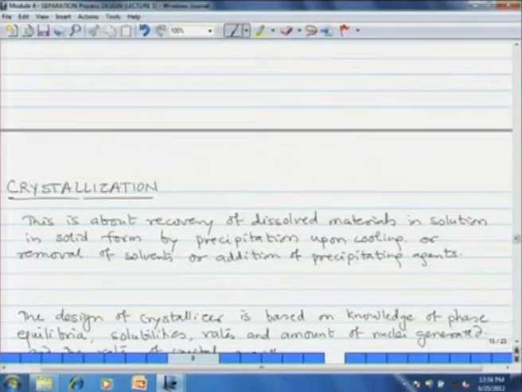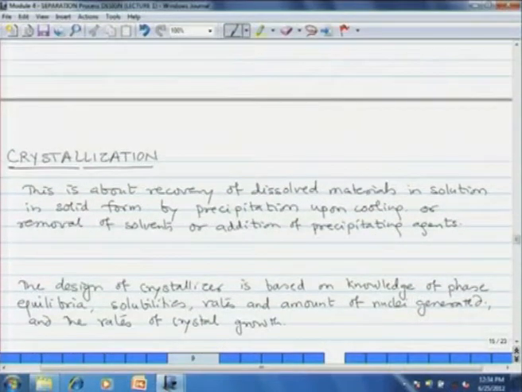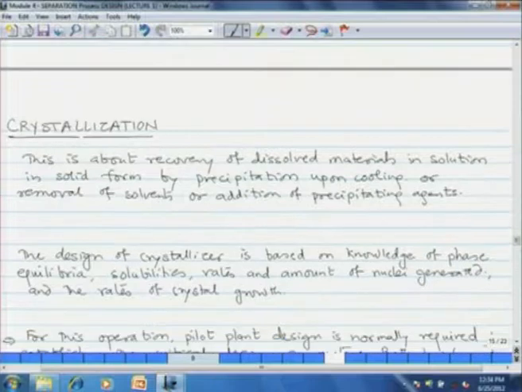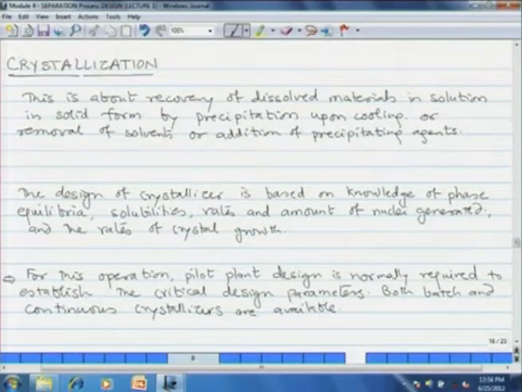Then comes the operation of crystallization. This is about recovering the dissolved material in the solution in solid form by precipitation upon cooling, removal of solvent, or addition of precipitating agents. The most common method of achieving crystallization is to dissolve the solids in a suitable solvent at high temperature, because solubility usually increases with temperature, and then cool that solution, so that at lower temperatures the solution becomes supersaturated and then the precipitation occurs.